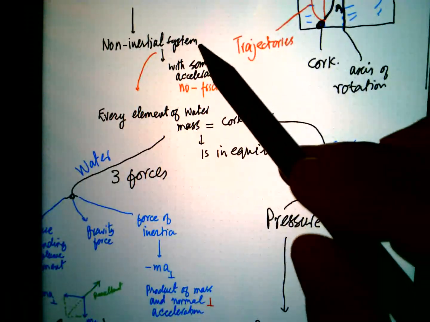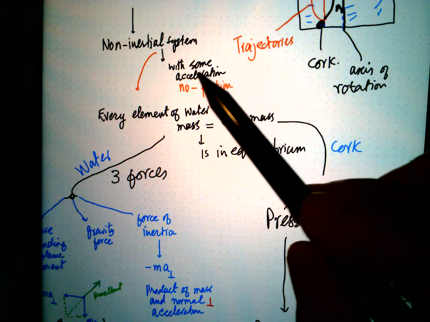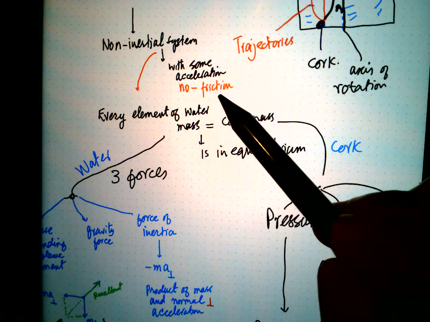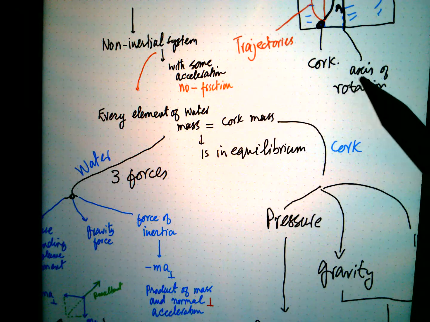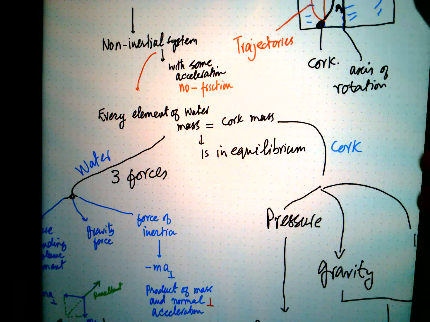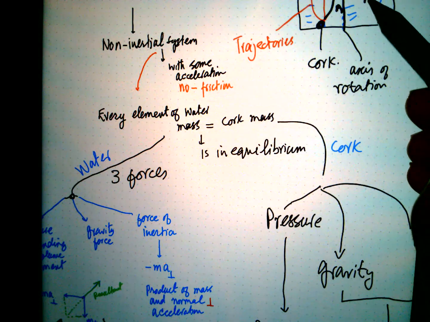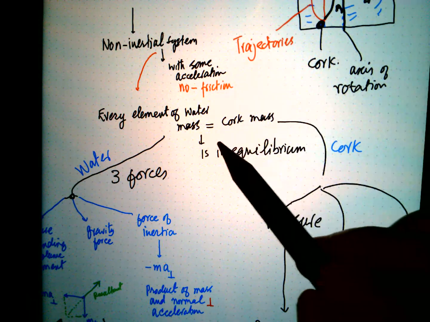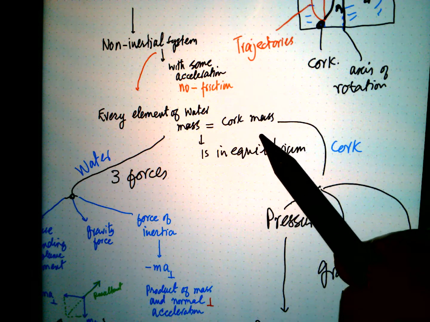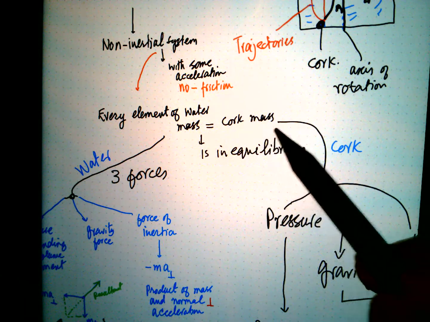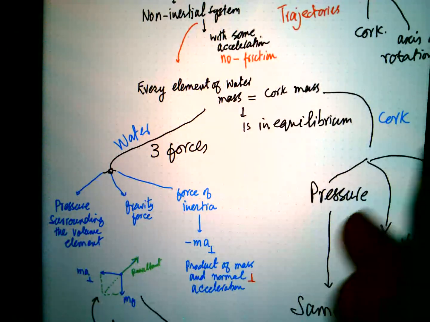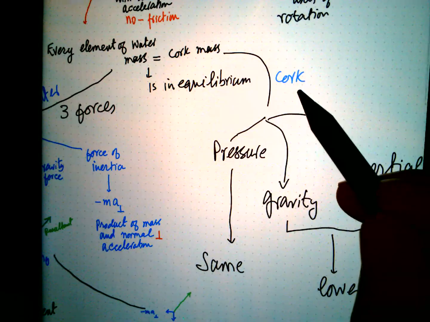So we will consider this as a non-inertial system. In a non-inertial system, there will be some acceleration with no friction. So we will consider every element of water, small layers of water of mass m, and also we will consider the cork. So there will be two things we will consider: a water element and a piece of cork.